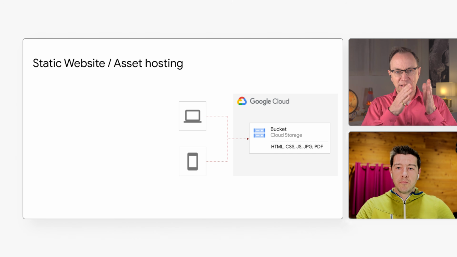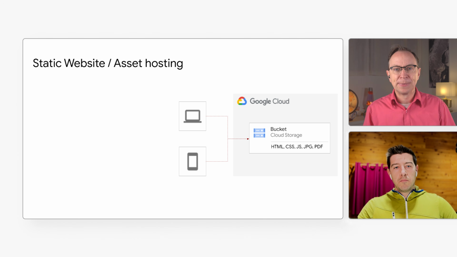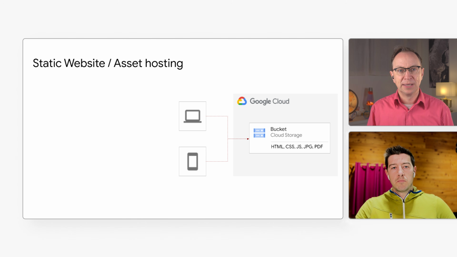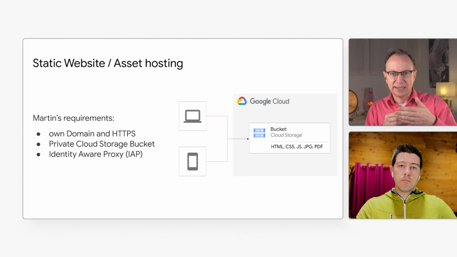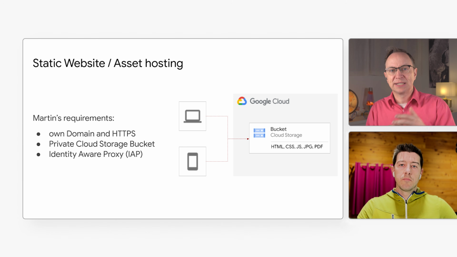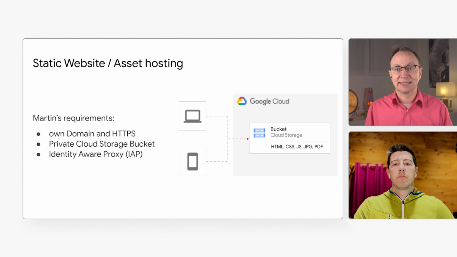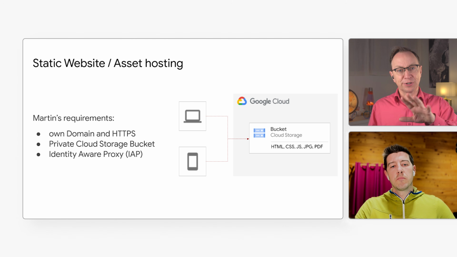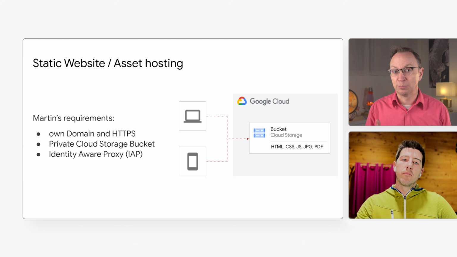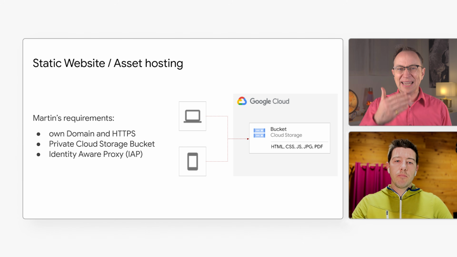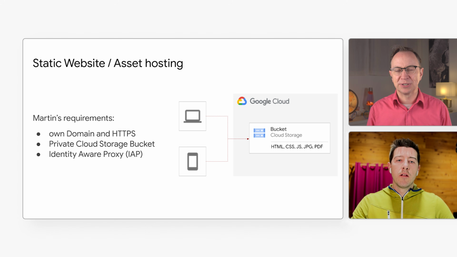I have the HTML, JavaScript, and CSS files for a simple website in a Google Cloud Storage bucket. I made the bucket public so it can serve that website to users. But I would like to add my own domain and identity-aware proxy in front of it so only employees can access it. And the organization is not allowed to have public cloud storage buckets per its org policy. So I can't use cloud storage for static web hosting.